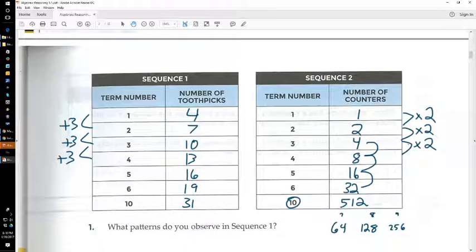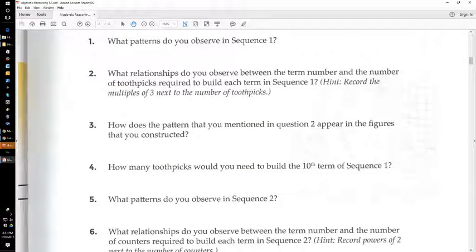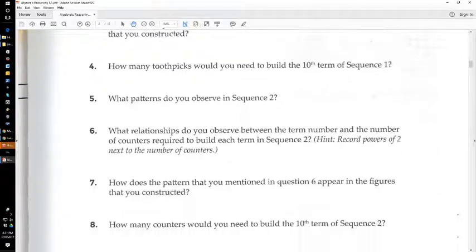Okay? So we could technically do this forever. If you want number 11, you multiply that one by 2. And so on and so forth. All right? Let's keep going. The rest of the ones on this page, you'll notice we answered all these questions. Like number 1, what pattern do you observe in sequence 1? Well, we added 3. Number 4 asks how many toothpicks you would need for the 10th sequence. Well, you needed 31, and so on. So we pretty much answered these.